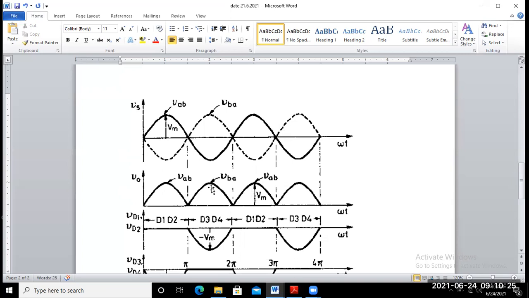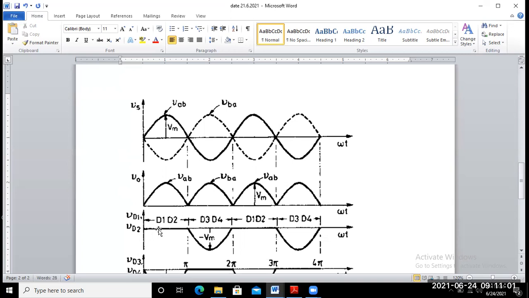So this is the basic difference between the single phase, half wave and full wave. Next one is voltage across the diode, that means VD1 and VD2. VD1 and VD2 are in forward bias from 0 to 2 pi. From 0 to 2 pi in forward bias, so these two diodes conduct. So that's why the voltage that appears across this diode is 0.